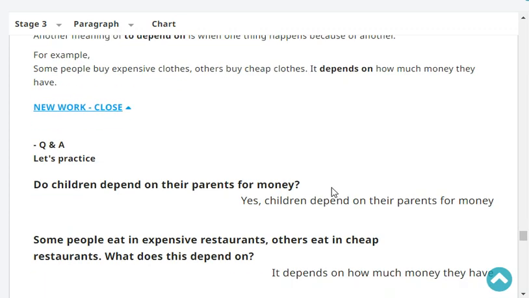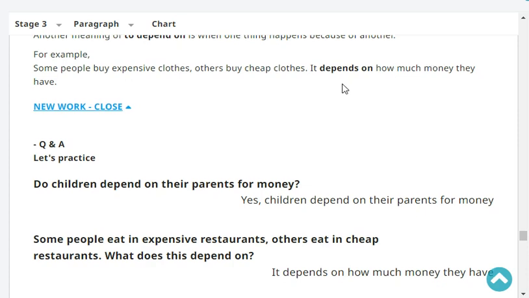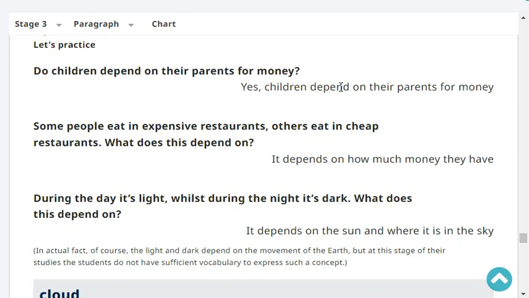Let's practice. Do children depend on their parents for money? Yes, children depend on their parents on money. For money. For, for money. One more. Yes, children depend on their parents for money.